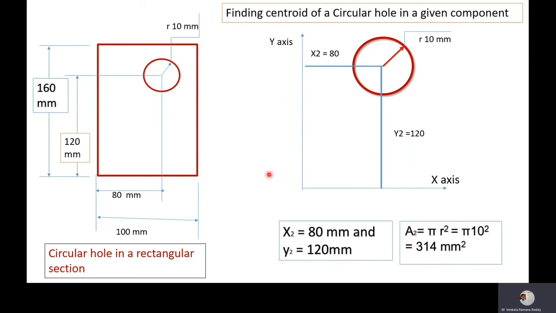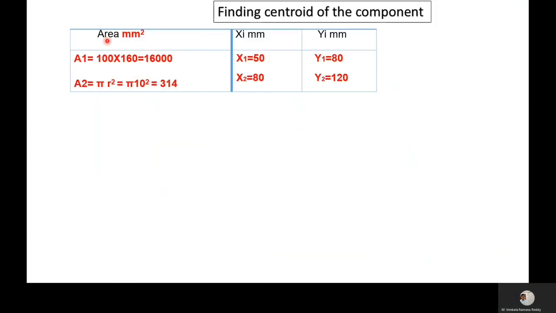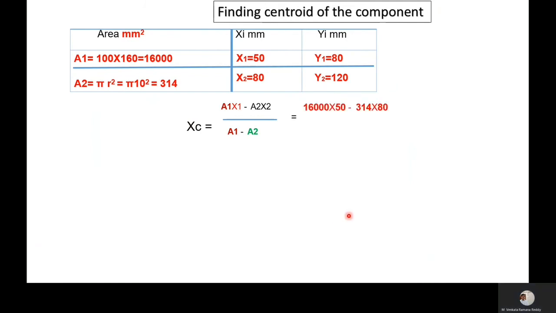Now we will calculate the centroid of the overall component. The given values are placed in a table, then xc is equal to a1 x1 minus a2 x2 by a1 minus a2. We have to substitute a1 value, x1 value, x2 value and a2 value in this equation. Then after substituting those values, we will get xc is equal to 49.3 mm.